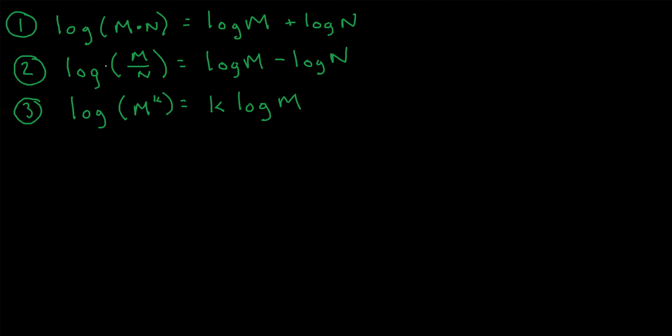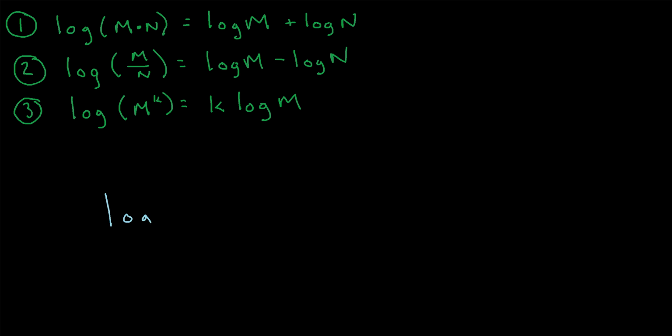The second rule is if we have log of m divided by n, we can rewrite that as log of m minus log of n. And if we have log of m to the power of k, we can throw that k out front. We can rewrite that as k times log of m. So knowing these three rules, let's work through a few examples of how to expand logarithmic expressions.